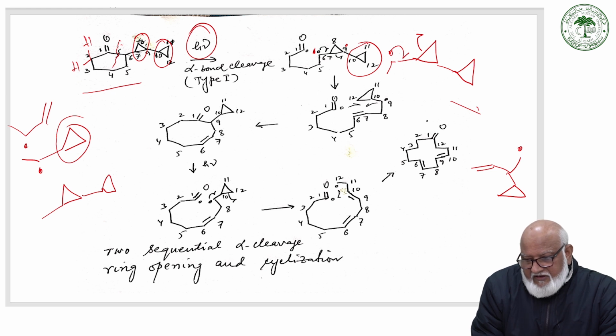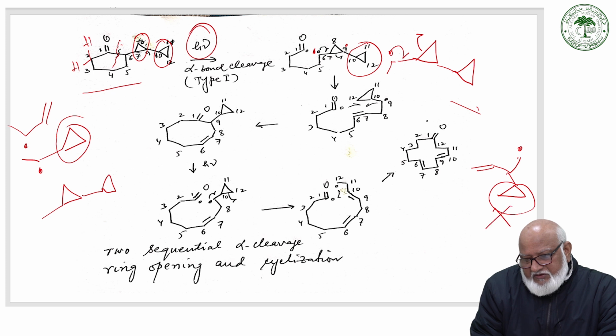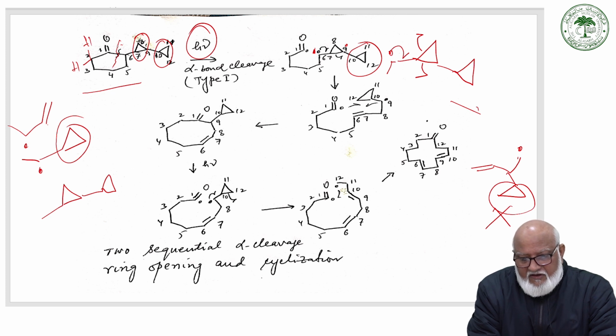But this radical is 2 carbons away from the cyclopropane ring, not adjacent to the cyclopropane. So this radical is not going to be stabilized by cyclopropane, and it is not going to cleave in this way. It cleaves in such a way that this radical is adjacent to the cyclopropane ring. So this will undergo preferential cleavage, which is shown over here.